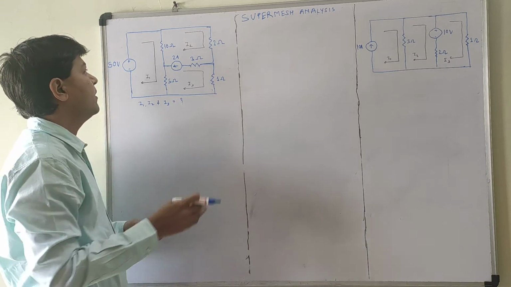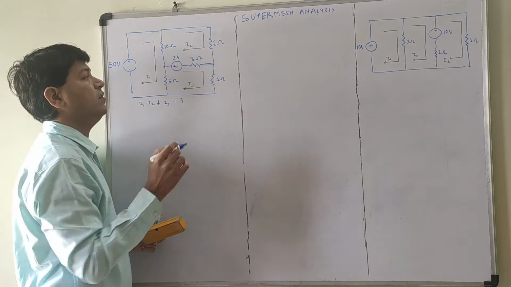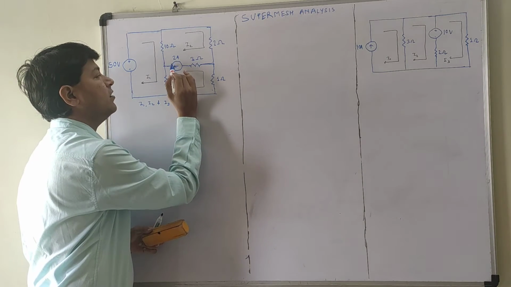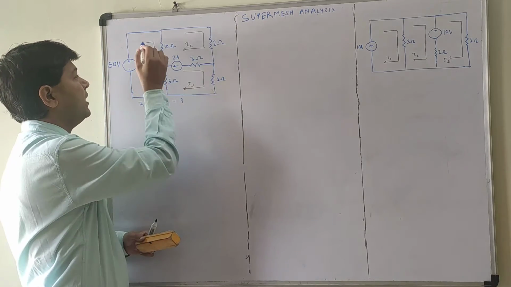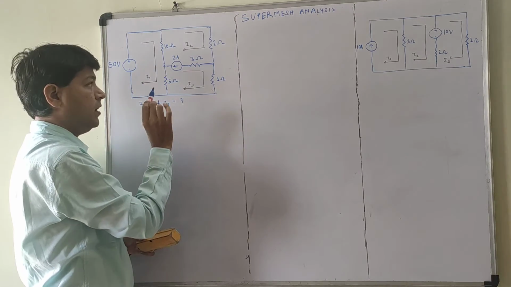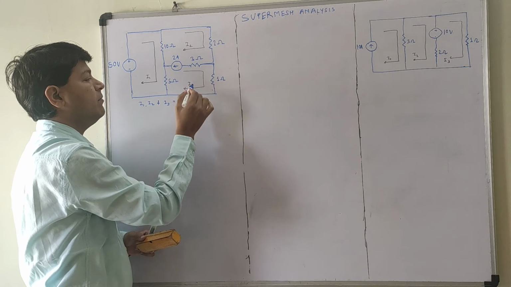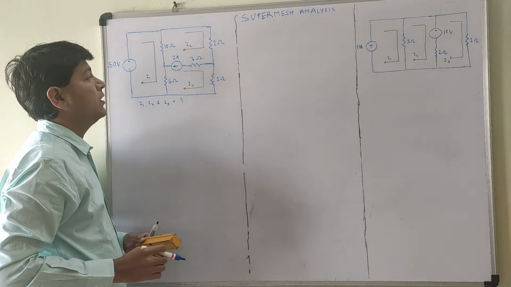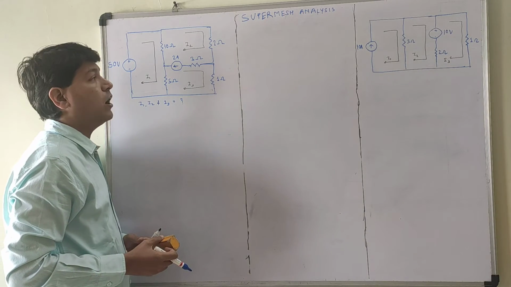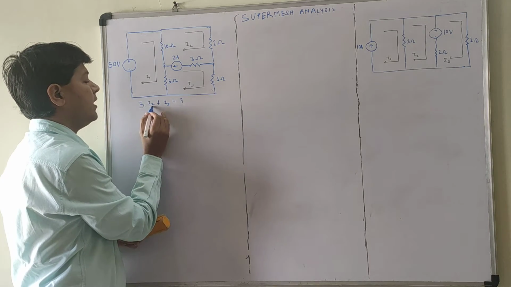Now if you see, the circuit is the same as the previous examples that we have taken. The only difference is that there exists a current source in between, a 2 ampere current source. I can apply mesh analysis for the first loop, but I cannot apply mesh analysis in these loops because there exists a current source. So we have to apply super mesh analysis to calculate the values of I1, I2 and I3.